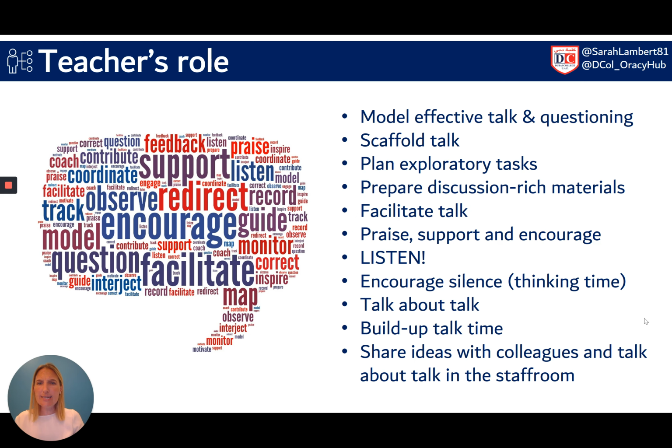The teacher's role in all of this, in all oracy, but certainly in whole class oracy and Harkness, which is almost the pinnacle of stepping back and letting the students talk, is that you model effective talk, you scaffold talk, you plan the tasks, you're preparing these discussion-rich materials, you facilitate, you praise, support, encourage, you listen, you encourage silence, you talk about talk, you build up the length that they're talking, and then you talk about talk in the staff room and with colleagues.